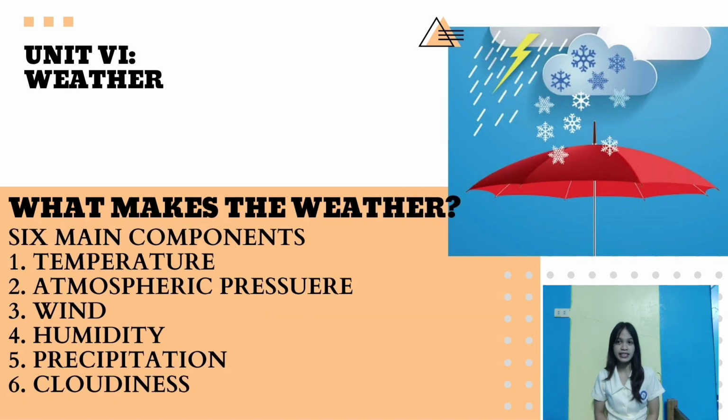So what makes the weather? There are six main components or parts of weather. They are temperature, atmospheric pressure, wind, humidity, precipitation, and cloudiness. Together, these components describe the weather at any given time. These changing components, along with knowledge of atmospheric processes, help meteorologists, scientists who study weather, forecast what the weather will be in the near future.